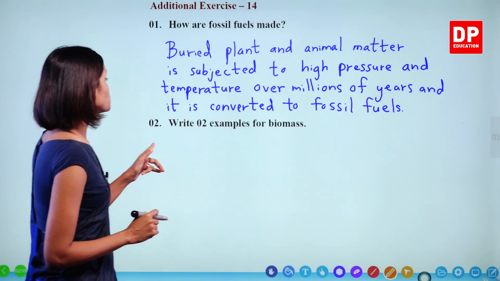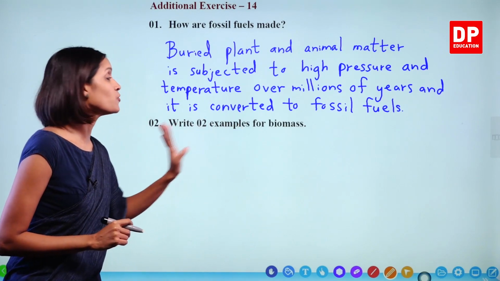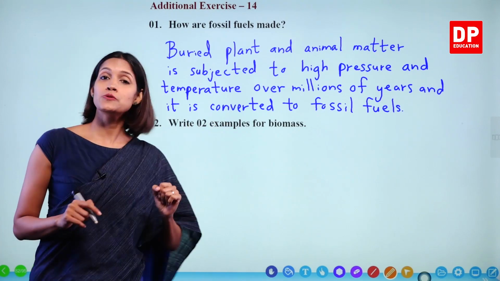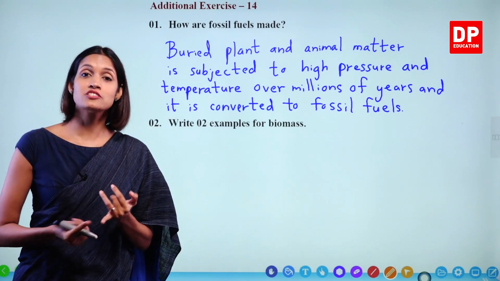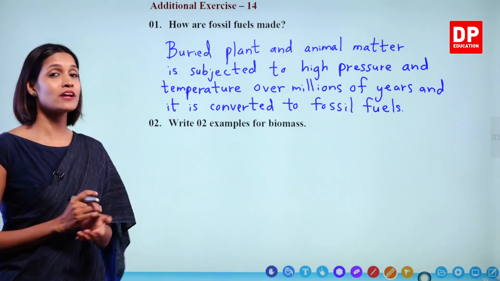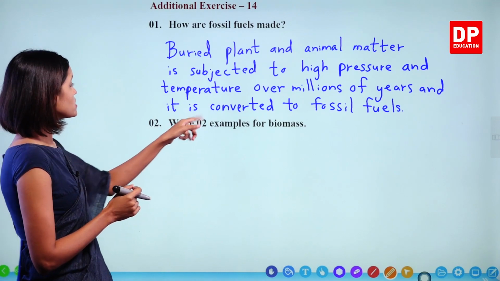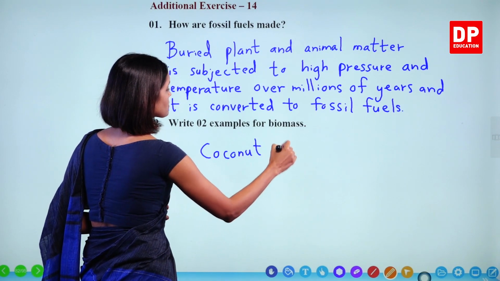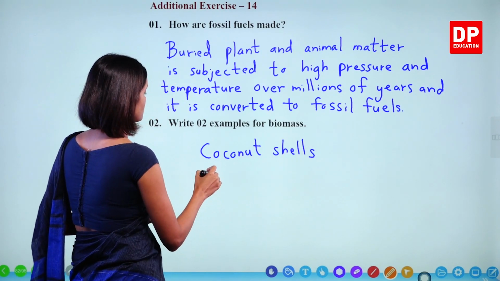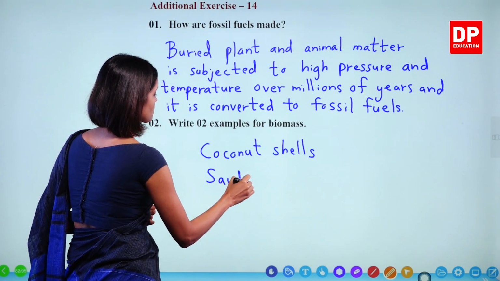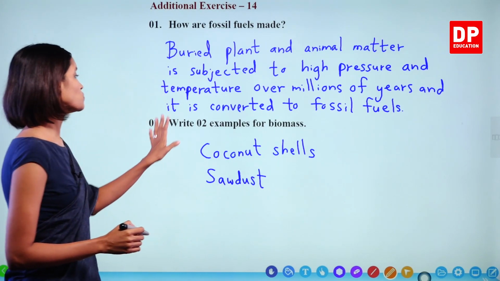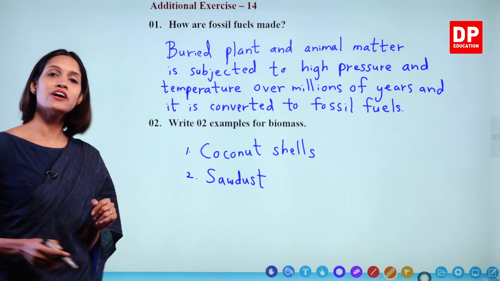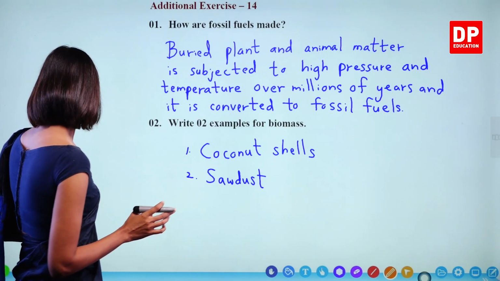Number 2, write 2 examples for biomass. Now, this is also very easy. There are different examples we learn for biomass. The main biomass we use is firewood, and we can use coconut shells, coconut husk, dried cow dung, right? Sawdust, those are the examples. Write 2 examples for biomass. Coconut shells, sawdust, right? Only 2 examples we have to write, coconut shells and sawdust. You can write any example you like. Right, we'll move to the next.